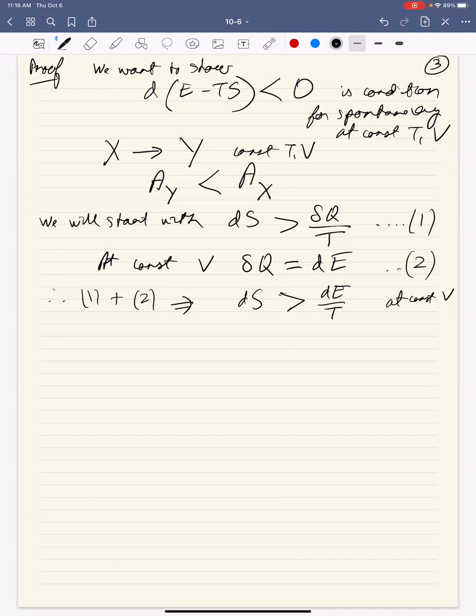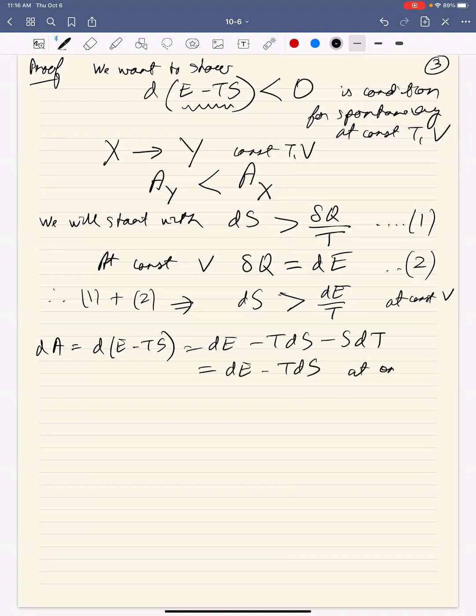Now think about this function that I introduced, A = E minus TS. So what can I say for dA, which is equal to d of E minus TS? That is going to be dE minus TdS minus SdT. Now, if I assume constant temperature, this is going to be dE minus TdS, right, at constant temperature. Let's call this equation number 4, and let's call the other equation number 3.